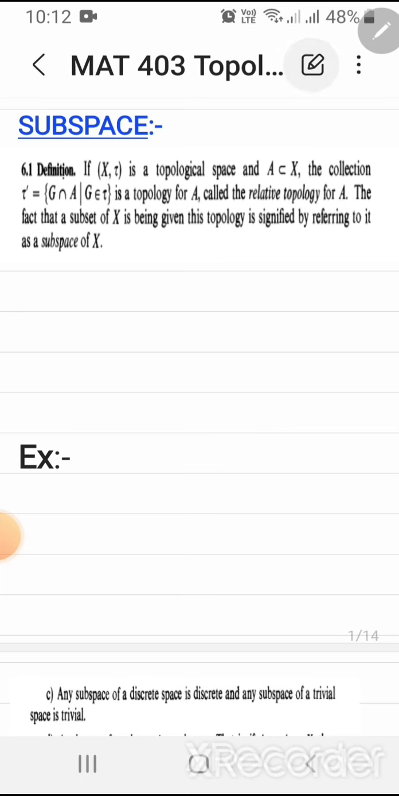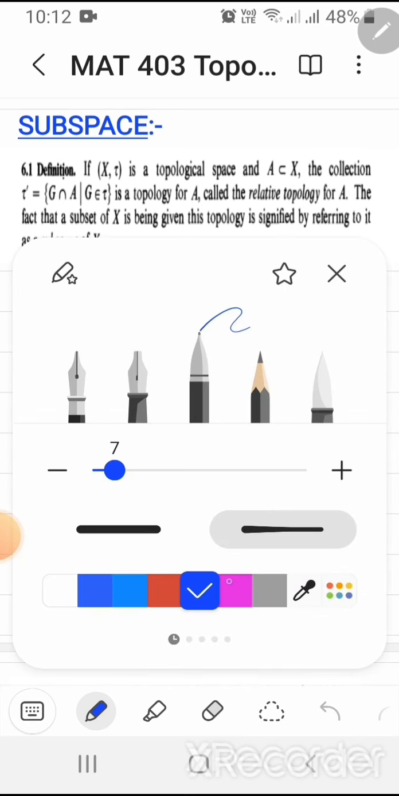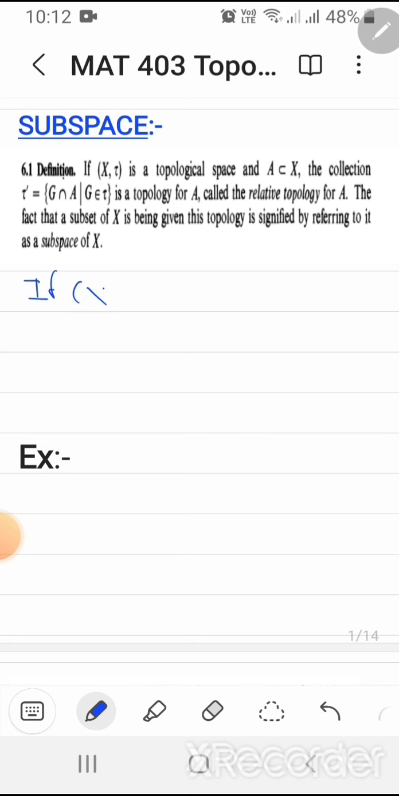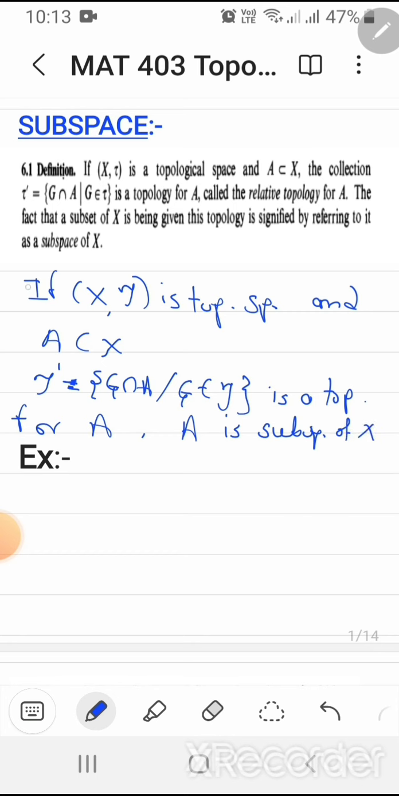If (X, tau) is a topological space and A is a subset of X, then tau dash, that is tau dash equal to G intersection A such that G belongs to tau, is a topology on A. Then A is called a subspace of X. Okay, this is the definition of subspace.